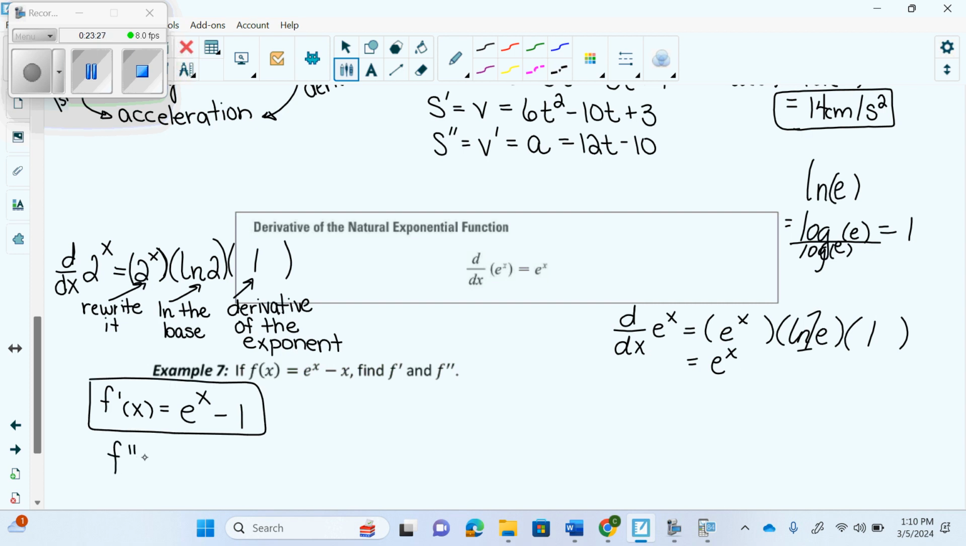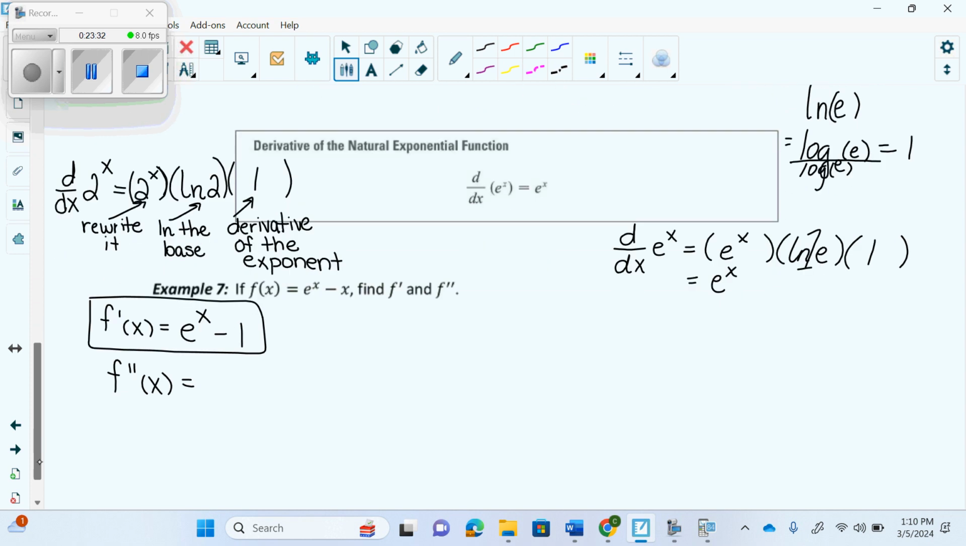Now, to get the second derivative, I have to take the derivative of the first derivative, correct? You need the previous derivative to get the next one. So, if I take the derivative of this one, what is the derivative of e to the x? E to the x. And what's the derivative of minus 1? 0. Do I have to write a plus 0 or minus 0? No, I'm done. That's it.